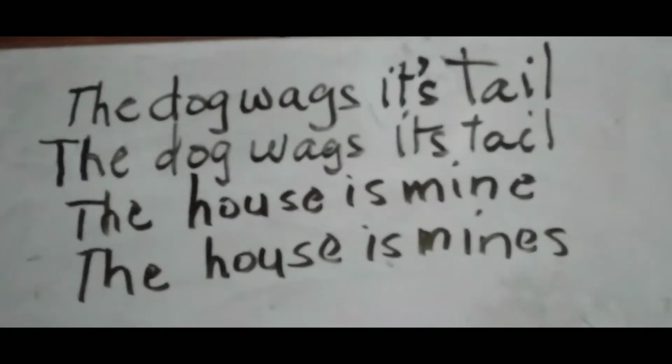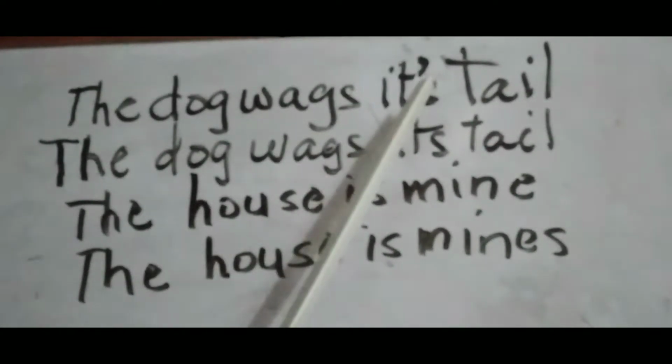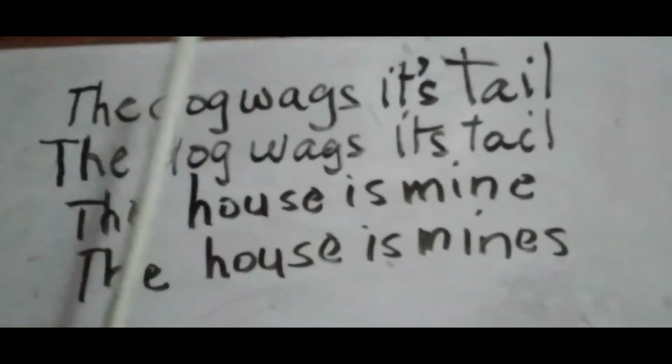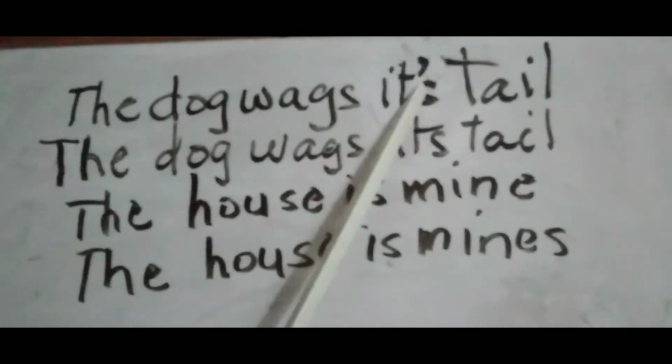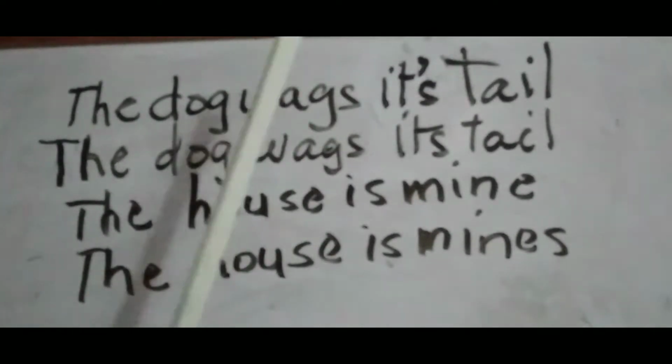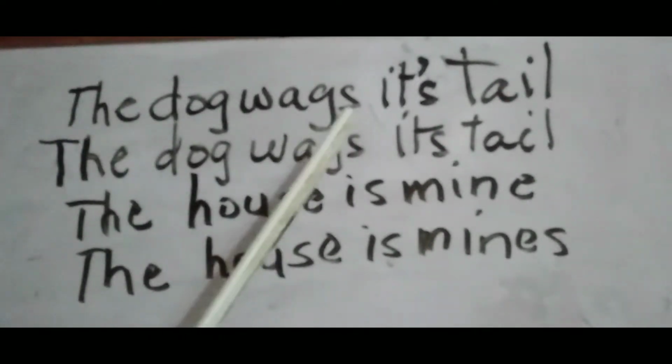Here are some more mistakes that people make when using personal possessive pronouns. The first one says, the dog wags its tail. The second one says, the dog wags its tail, but there's a difference. The first one has an apostrophe, which is incorrect, because if you have an apostrophe between the T and the S, it is a contraction. That means it is. So it's, with the apostrophe S, is the contracted form of it is. So the correct thing would be the dog wags its tail.